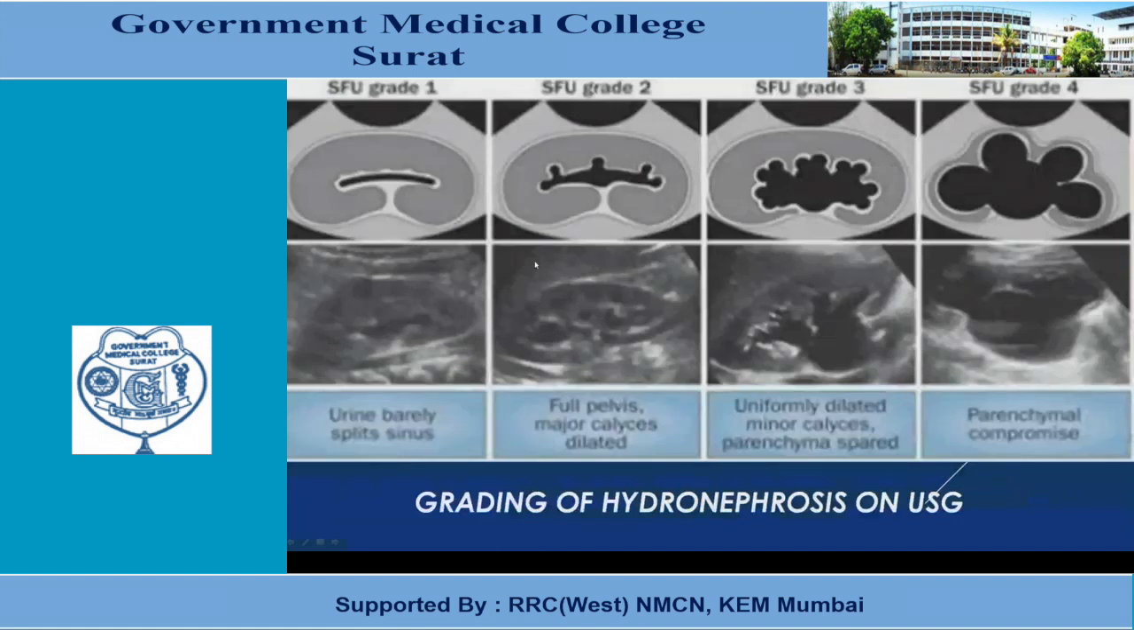Various gradings of hydronephrosis on ultrasonography. In grade 1, minimal fullness of the renal pelvis is noted. In grade 2, there is dilatation of the major calyces with a dilated renal pelvis. In grade 3, there is dilatation of the minor calyx, major calyx and renal pelvis. And in grade 4, there is parenchymal thinning because of gross dilatation of the pelvicalyceal system. There is thinning of the renal parenchyma because of obstruction.